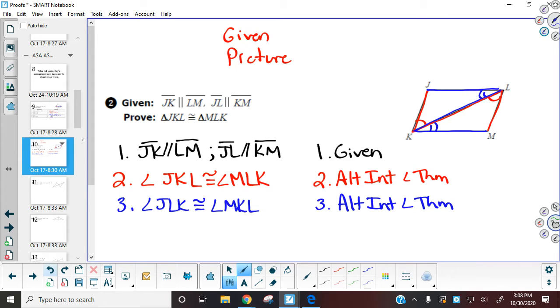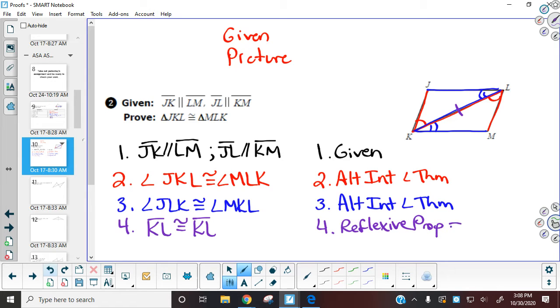From the given, we have run out of possibilities as far as information is concerned. Now if we look at our picture, we have this shared side in the middle. And so now, again, I have to state it. I cannot just mark it in my picture. I would state KL is congruent to KL because of the reflexive property of congruence.